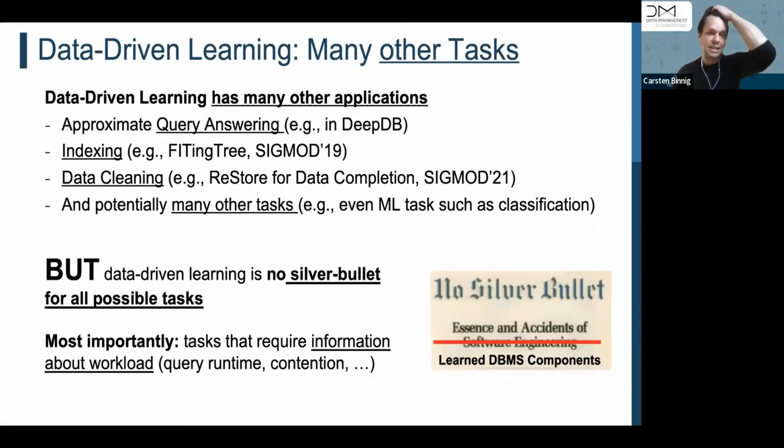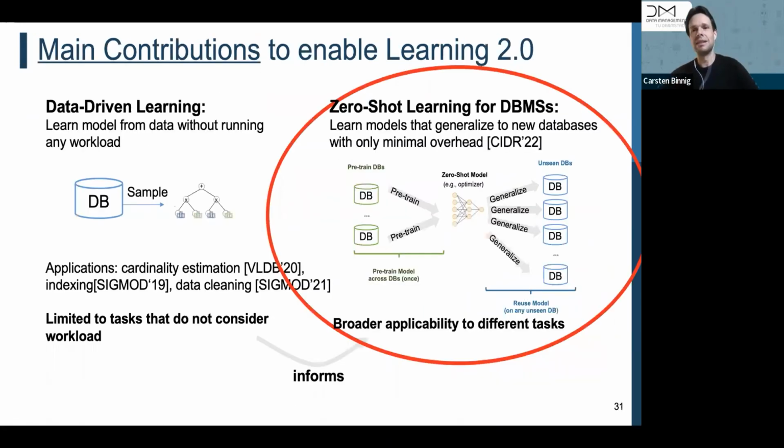But as I said at the beginning, data-driven learning is no silver bullet for all possible database tasks. Most importantly, if you need information about the complexity of workloads, meaning query runtime or contention that is inherent to solve a task, then these data-driven models are not directly usable. Therefore, we propose this second direction that I presented at CIDR this year that we call zero-shot learning, where the idea is to have a pre-trained model that knows how to optimize, for example, queries across databases such that it can be used out of the box for a new database. So a new set of tables and tuples.